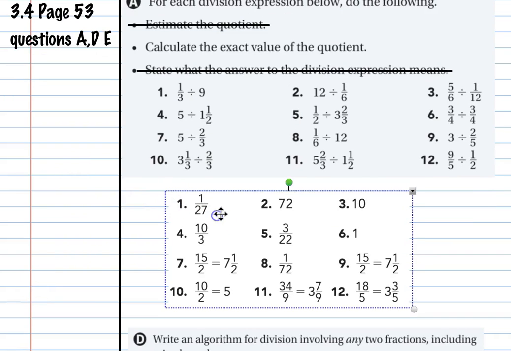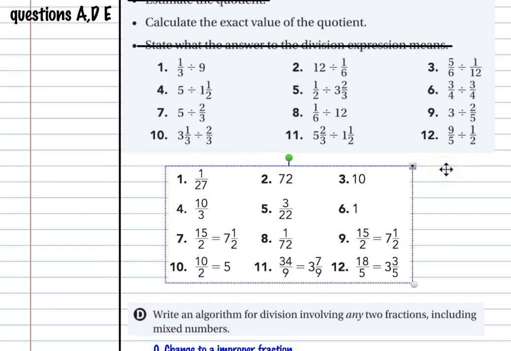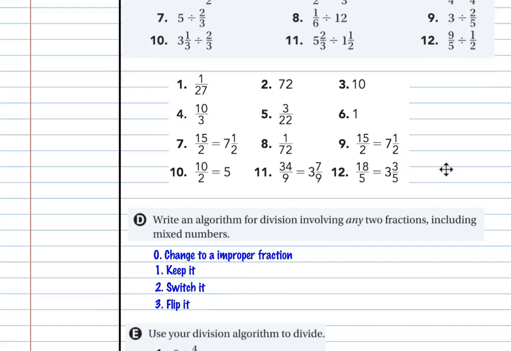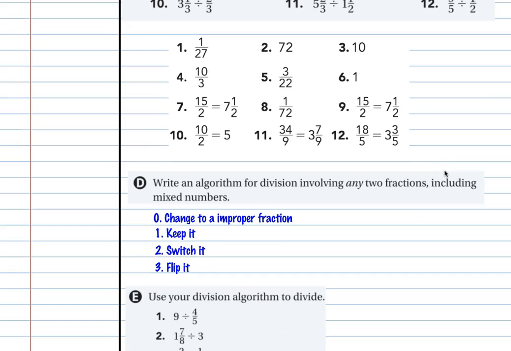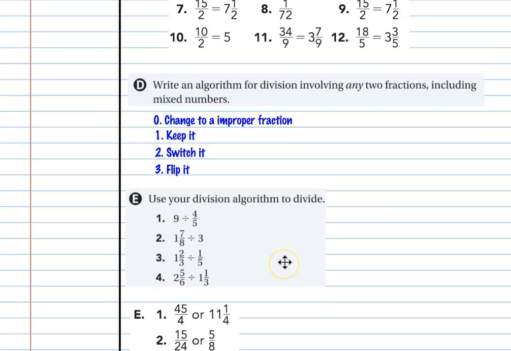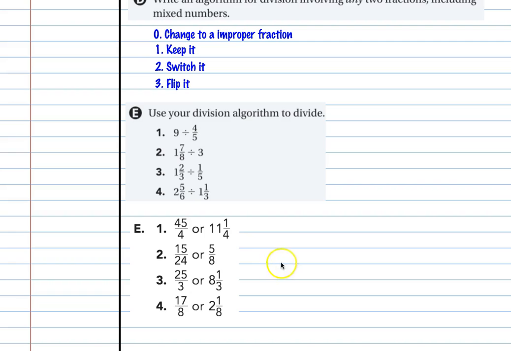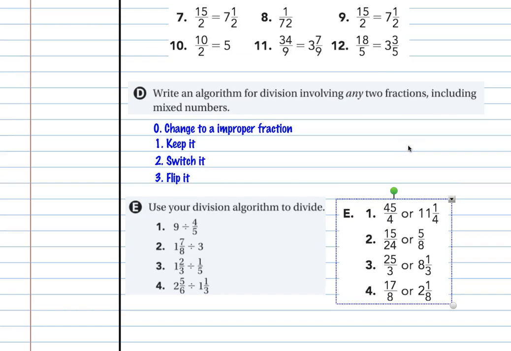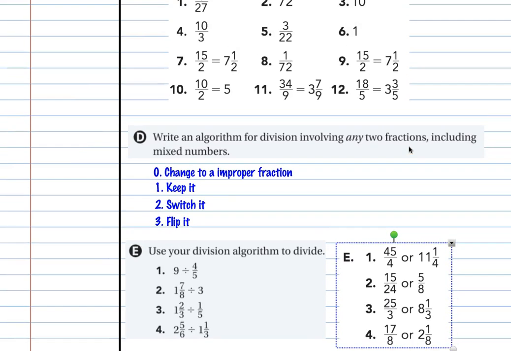Okay, so here are the answers for question A. Go ahead and pause it just to check to make sure you got it right. For question D, I did the same thing we did in the last one for the algorithms. Any two fractions, keep it, switch it, flip it, but make sure you change it to an improper fraction if you need to. And then part E, your answers are right down here. I'm going to put it right here so it's not so far away. You kind of see them all together. Pause it if necessary, and then I'll go on to 4.1.